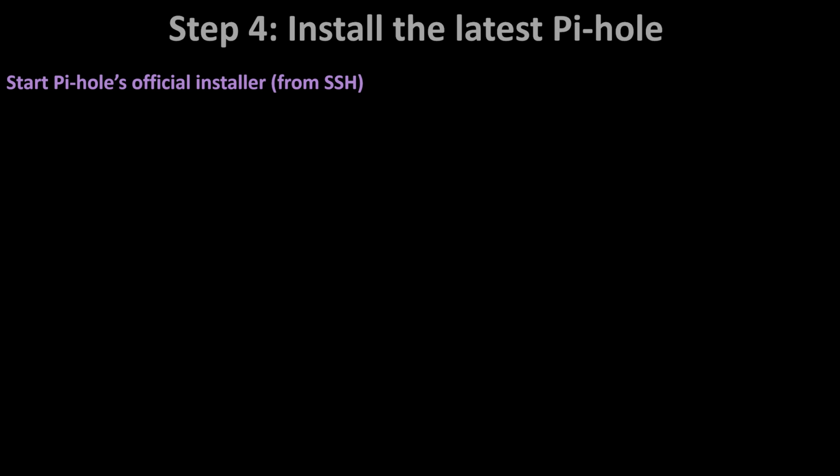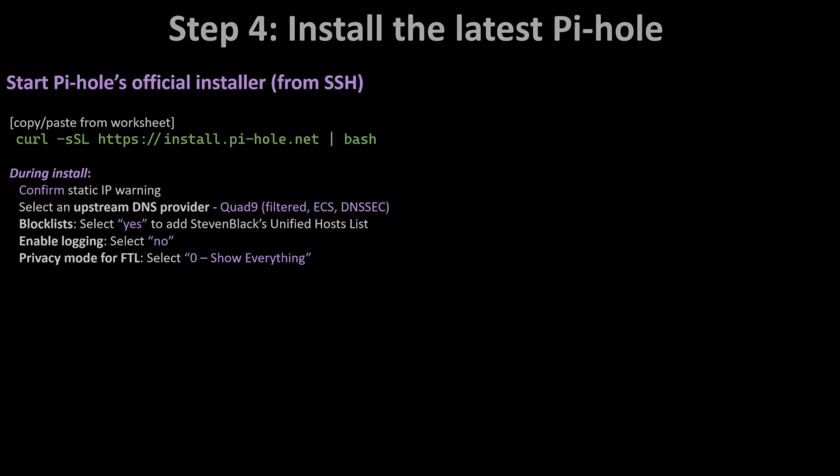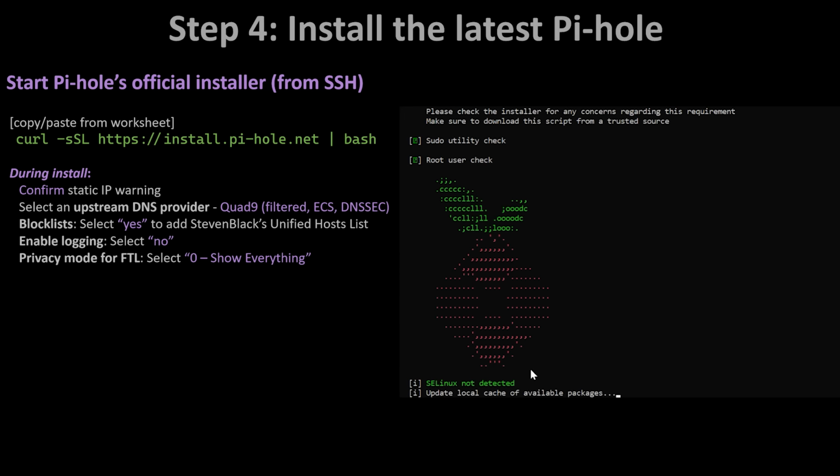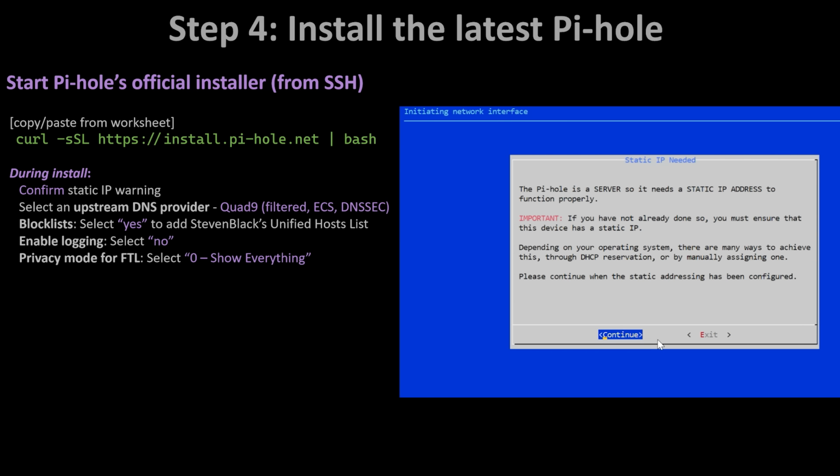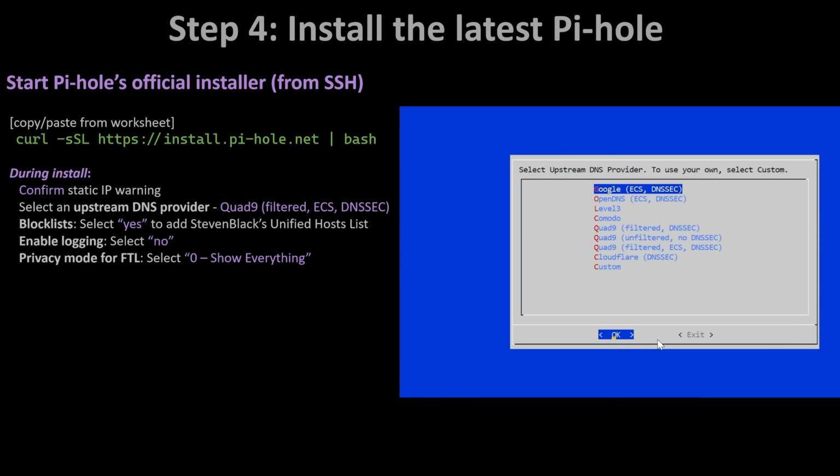Step 4. Install the latest Pi-hole. Here you'll start Pi-hole's official installer from SSH. You can copy and paste from the worksheet or type the following. During the install, you will confirm a static IP warning. Then you will select an upstream DNS provider.